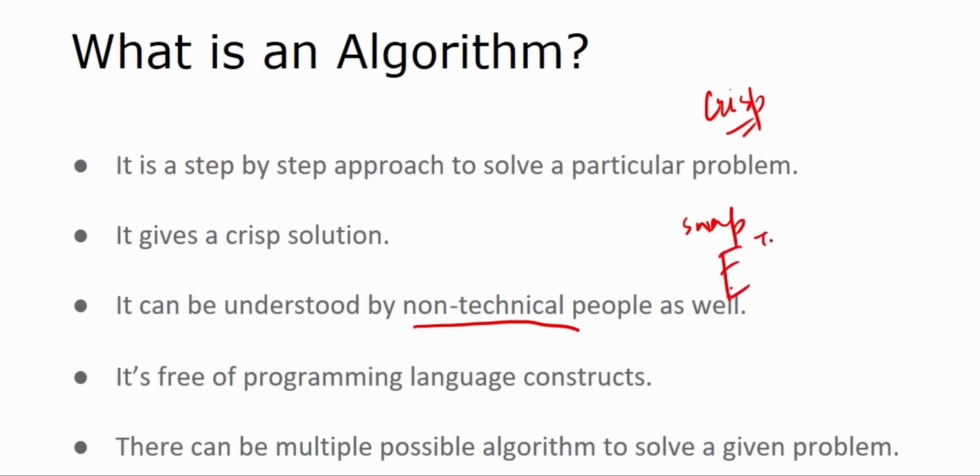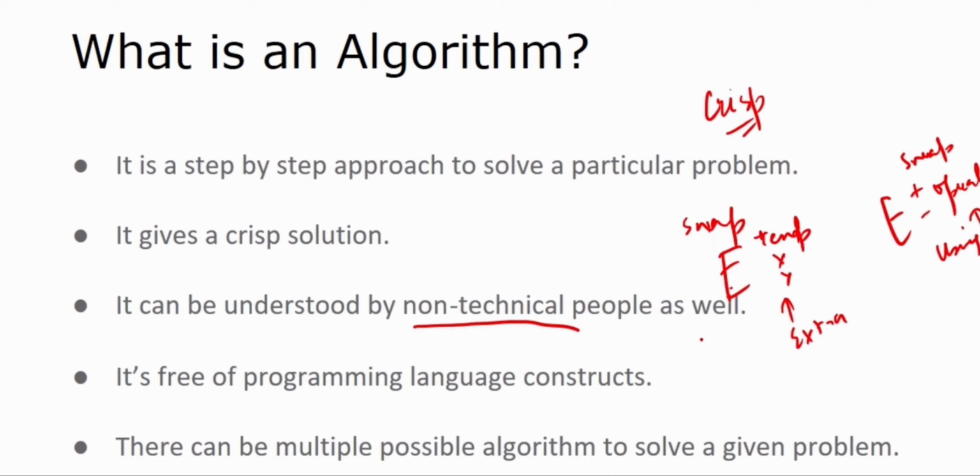There are multiple possible algorithms to solve a given problem. Let's suppose I told you to swap two numbers, right? Now, one algorithm is wherein you create one temporary variable and then swap them. Another approach is that you use addition and subtraction operators to solve the same problem of swapping two numbers, right?